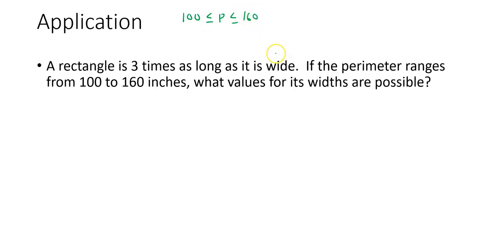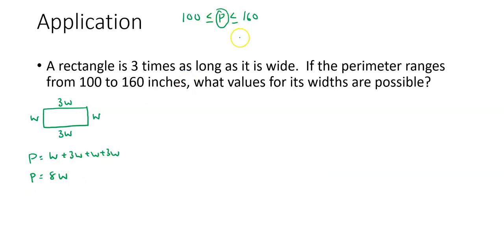It also says that it's 3 times as long as it is wide. So if I had a rectangle that looked like this, if that's how wide it is, that's how long it is. And remember, the perimeter includes the other 2 sides also. So it includes that side and that side. So the perimeter is W plus 3W plus W plus 3W. It's 8W. So come over here and replace that P with an 8W. So 100 is less than or equal to 8W is less than or equal to 160.